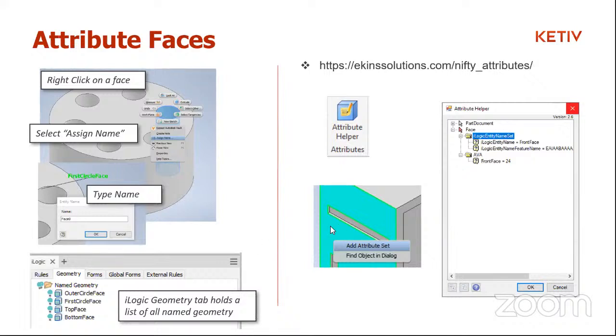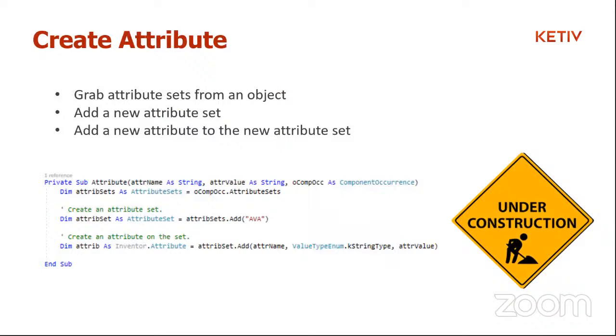Any other questions, Christina? No, not that I can see. Okay, awesome. So I'll go ahead and go to the next slide. So how do we create an attribute programmatically? We're going to look at the code in a bit of an abstract way first, and then we'll dive into the example.